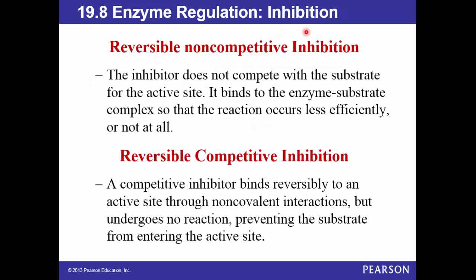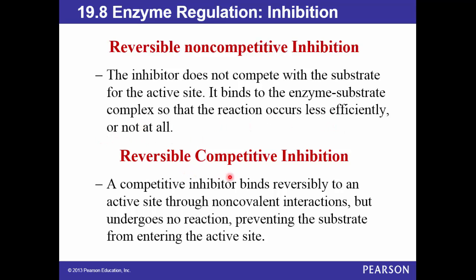Now, enzyme regulation, inhibition. We have two general types of inhibition, reversible and irreversible. In the reversible, we have three types: competitive, non-competitive, and uncompetitive. Now, in the reversible non-competitive inhibition, as the name implies, reversible, it can be reversed. The non-competitive inhibitor does not compete with the substrate for the active site. It binds to the enzyme substrate complex so that the reaction occurs less efficiently or not at all.